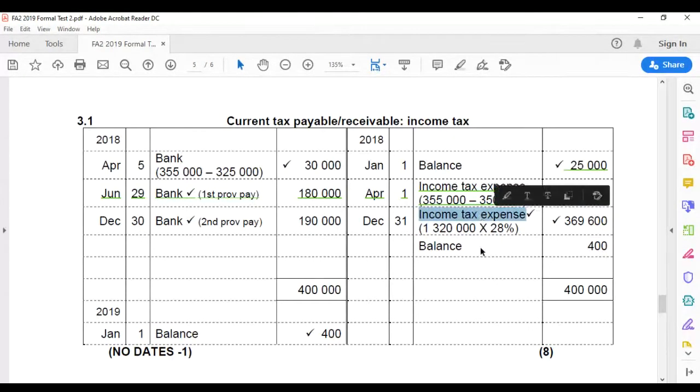There was the second time we again debited income tax expense with 369,000. Right. So we debited it twice. We debited with a total for that year of how much? Type for me the total. How much did we debit it in total? Yes. So what is the amount in total that we debited that account with?